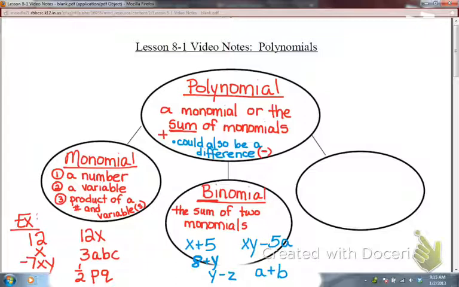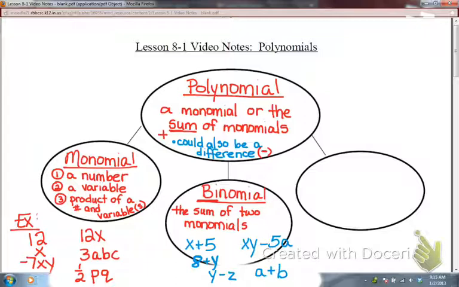A lot of times, earlier in the year, you've probably heard us talk about combining like terms. We will do that more in this unit. Just know that each item in a binomial is called a term. So when I just wrote a plus b, we say that has two terms. A is a term and b is a term. I know you've heard the word term before.